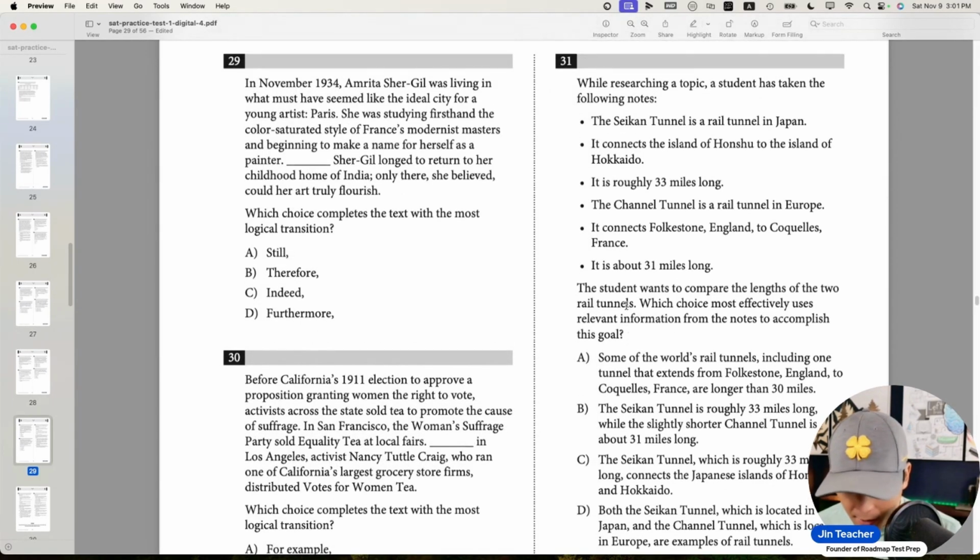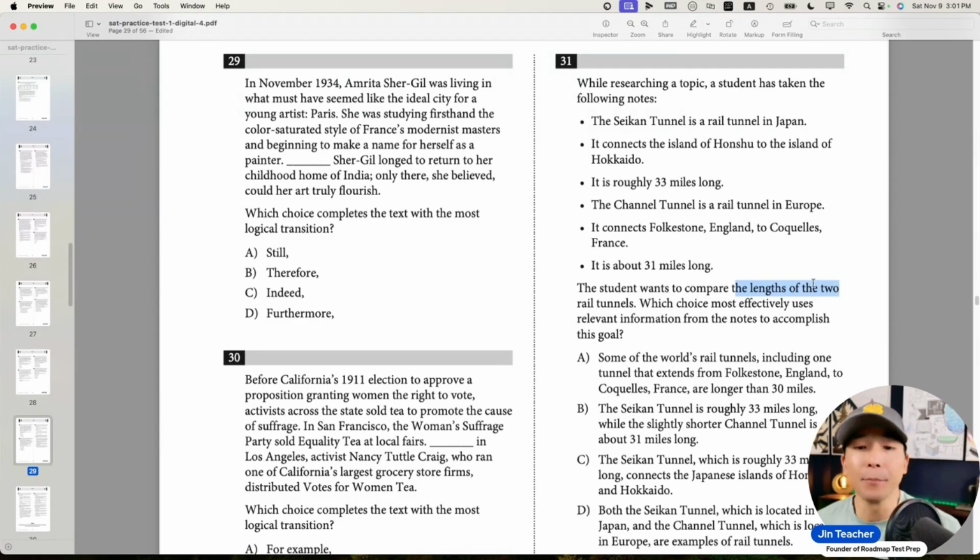Then the question says, the student wants to compare the lengths of the two rail tunnels. Okay, so again, what's the focus here? They want to compare the lengths. So how long the two rail tunnels are.